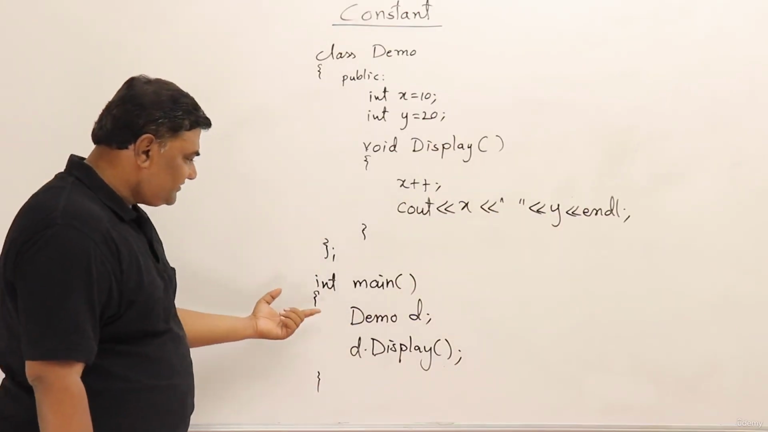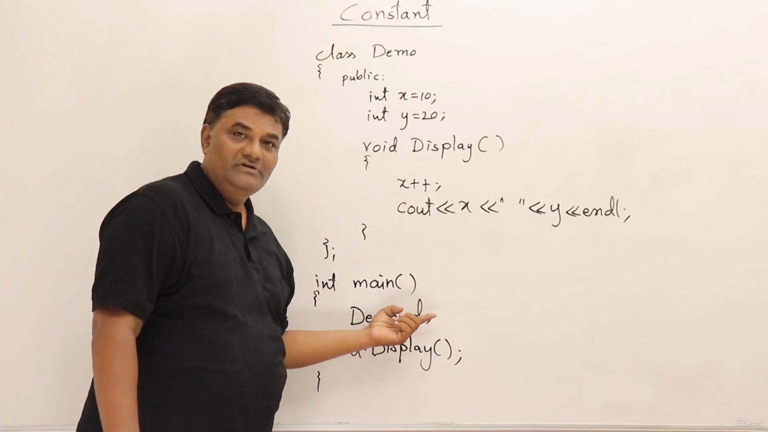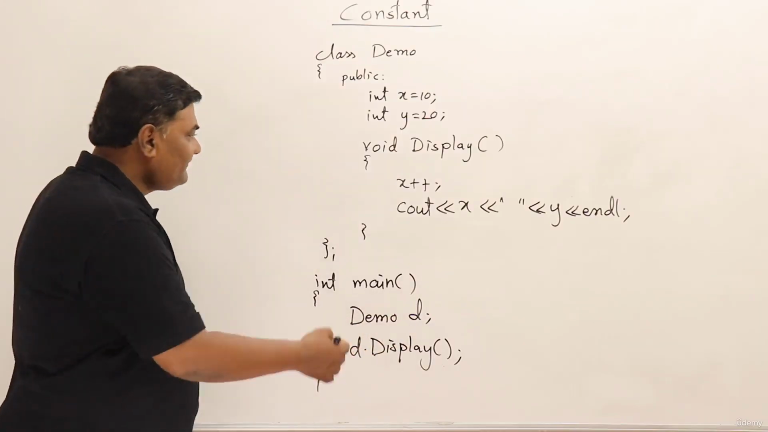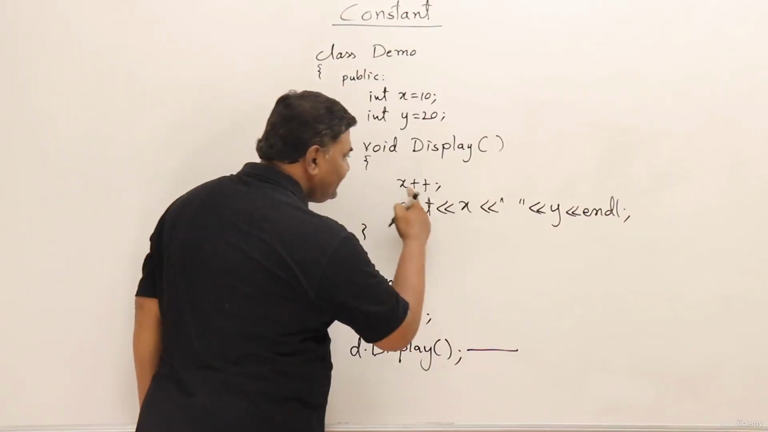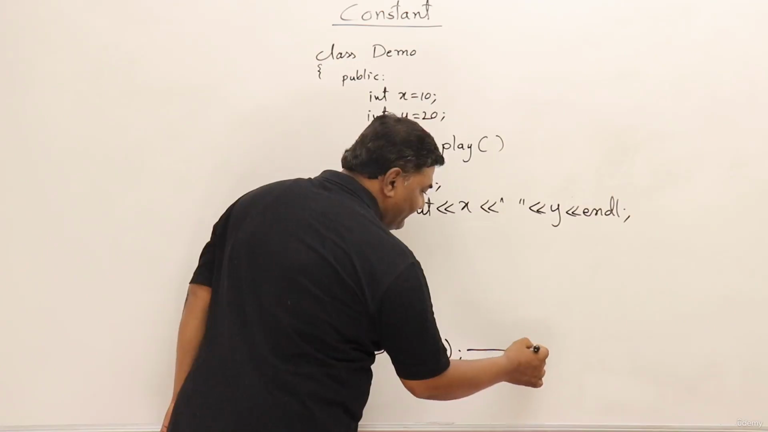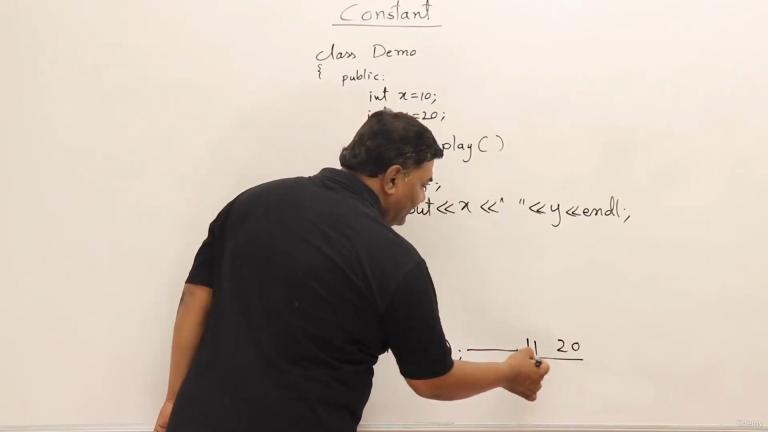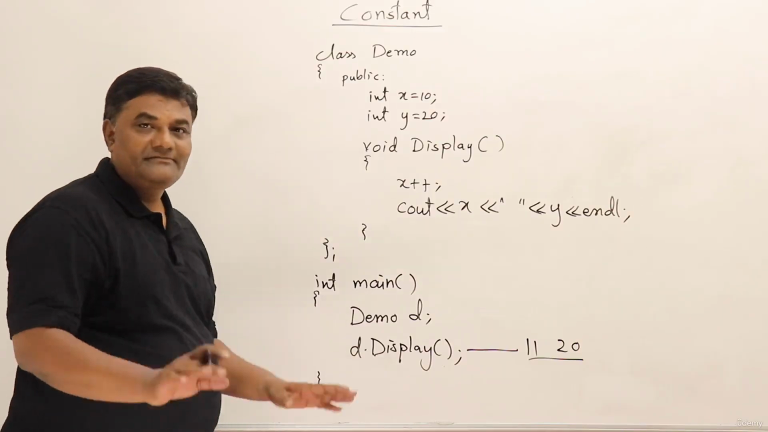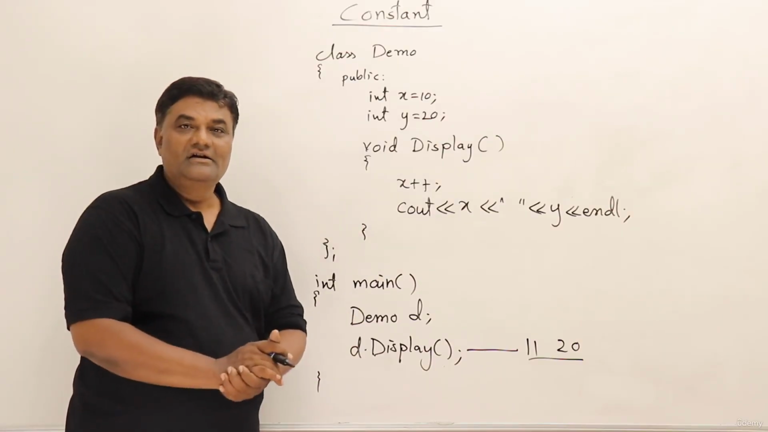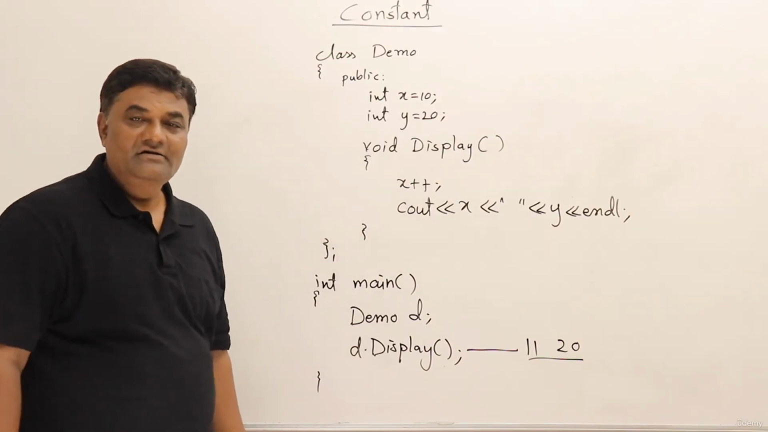Now here in the main function I have created an object d of Demo, and I am calling display. So what will be displayed here? This will display x, that is 11 because it has changed here, and 20. So you will get the answer as 11 and 20. So this is how it is working. Now let us come to the topic.